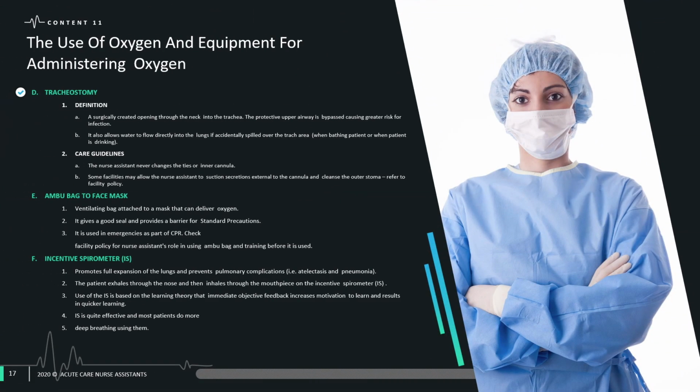Tracheostomy. The definition is a surgically created opening through the neck into the trachea. The protective upper airway is bypassed, causing greater risk for infection. It also allows water to flow directly into the lungs if accidentally spilled over the trach area, such as when bathing or when the patient is drinking.